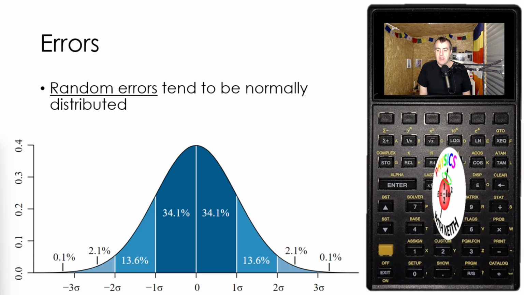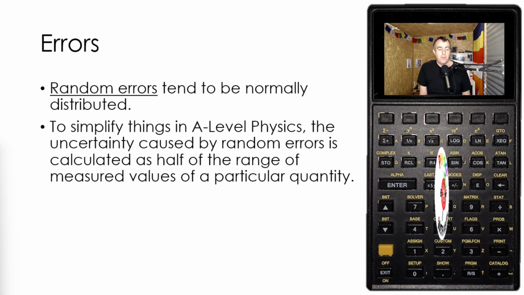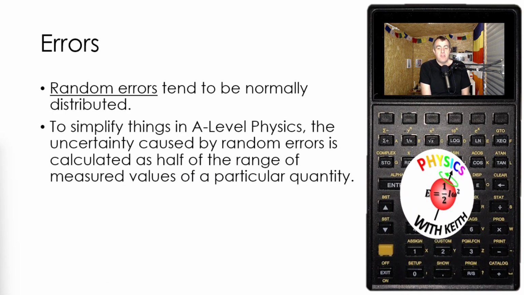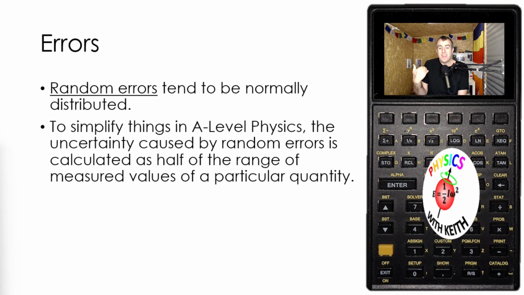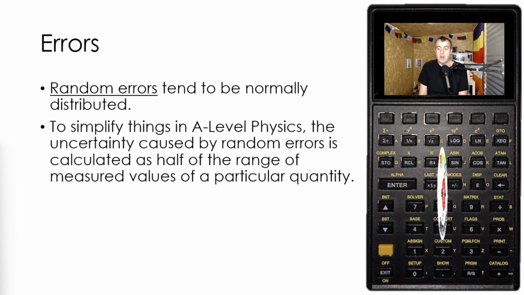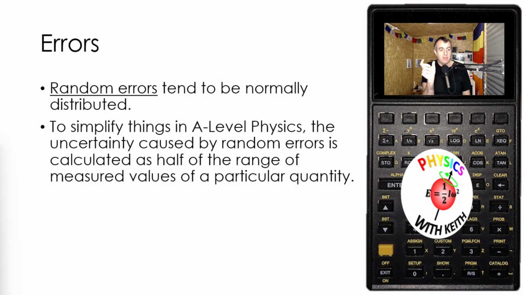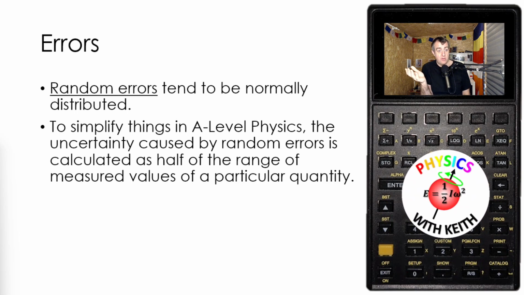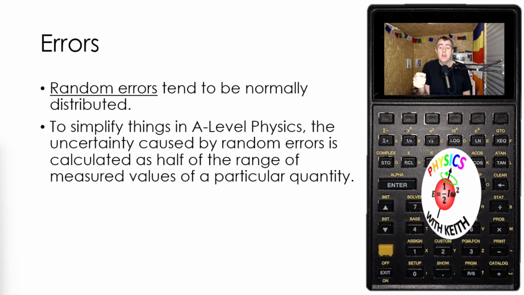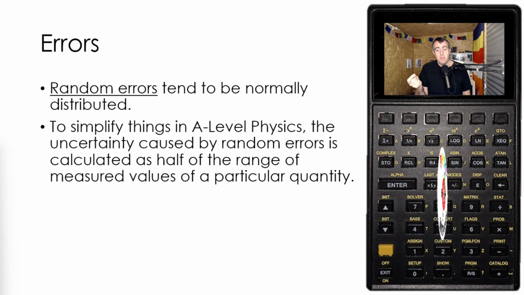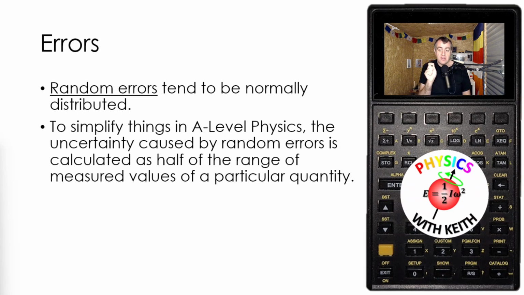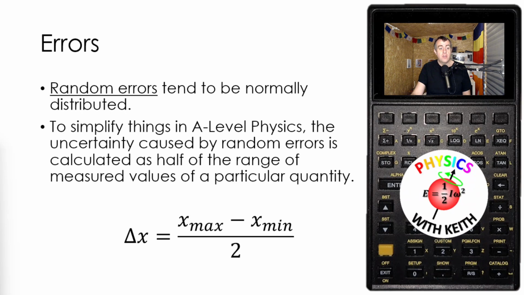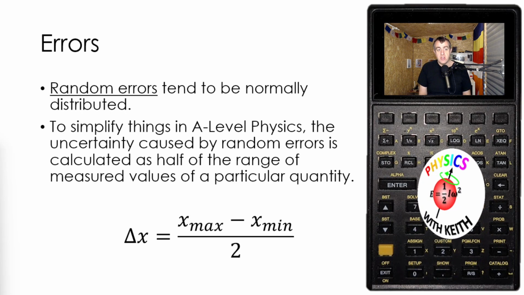It's a nice way of thinking about it, but we're not going to cover that in this video because we're only giving you an overview. So random errors do tend to be normally distributed, and you can simplify the calculation of them. Rather than expressing those random errors in terms of standard deviations, which you can do in statistics, in A-level physics, to keep it simpler, we use the same approximation as you used in your GCSE.